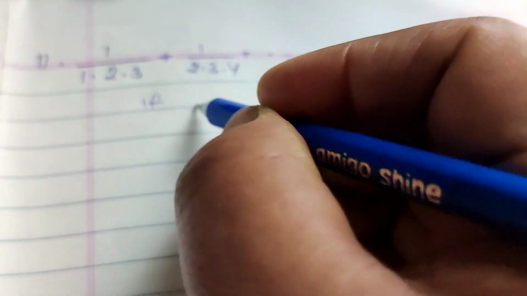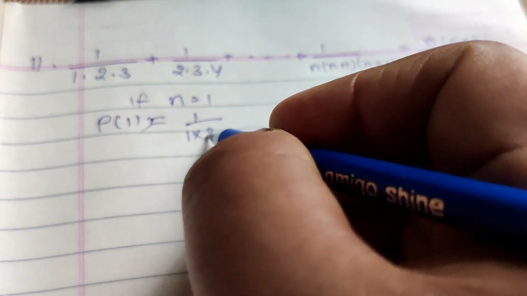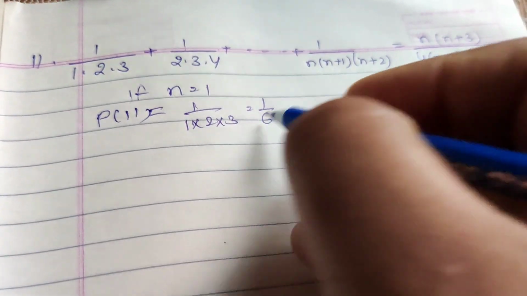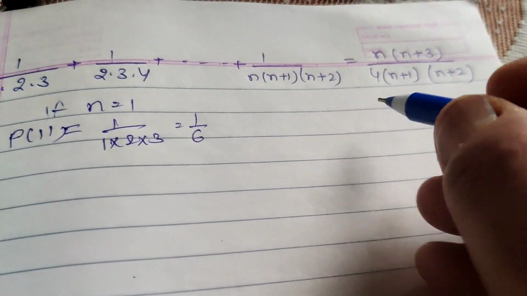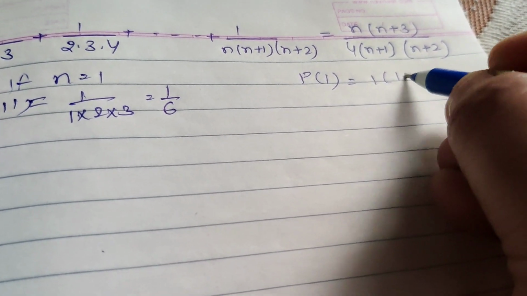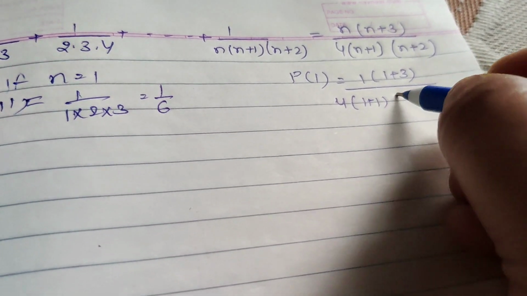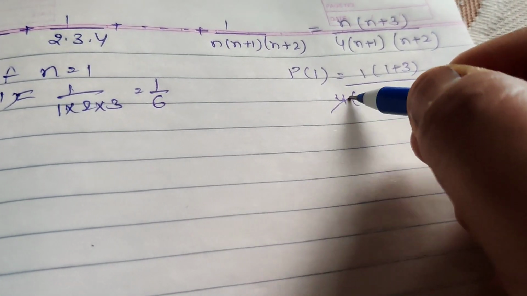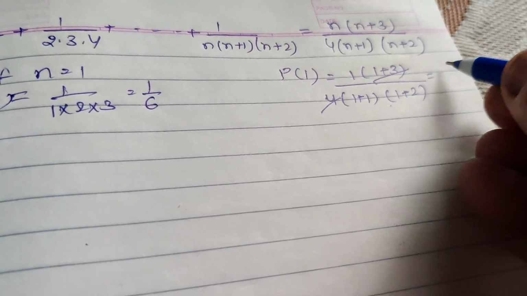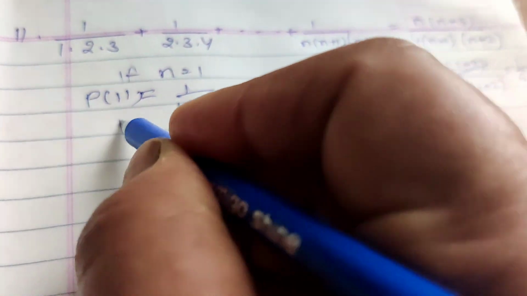We have to prove that this series Pn is true for all values of natural number n. Take n equal to 1. The series P1 is 1 upon 1 into 2 into 3, so the LHS is 1 by 6. For the RHS, put n equal to 1: 1 into (1 plus 3) is 4, over 4 into (1 plus 1) and (1 plus 2). Solving, 4 cancels, leaving 2 into 3, so 1 by 6. LHS equals RHS, therefore P1 is true.